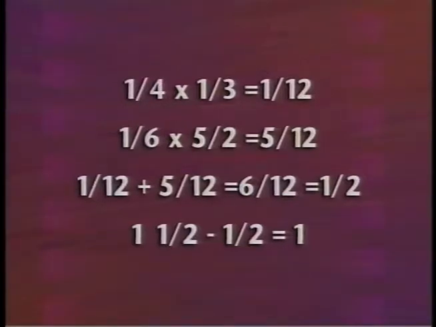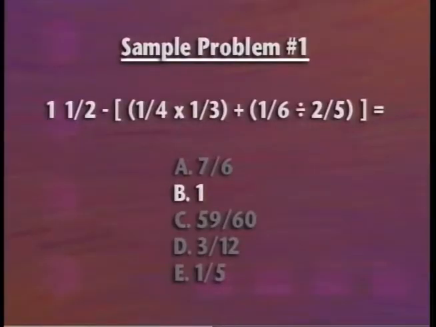To divide fractions, invert the second fraction and multiply. 1/6 times 5/2 equals 5/12. Now let's add. 1/12 plus 5/12 equals 6/12, or reduced 1/2. Then the final step, 1 1/2 minus 1/2 equals 1. Answer B.